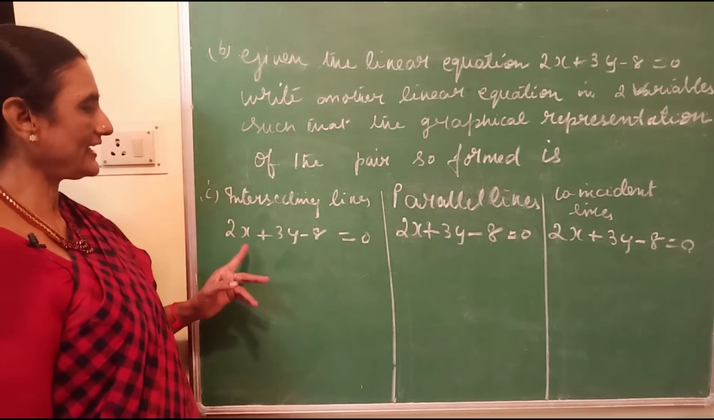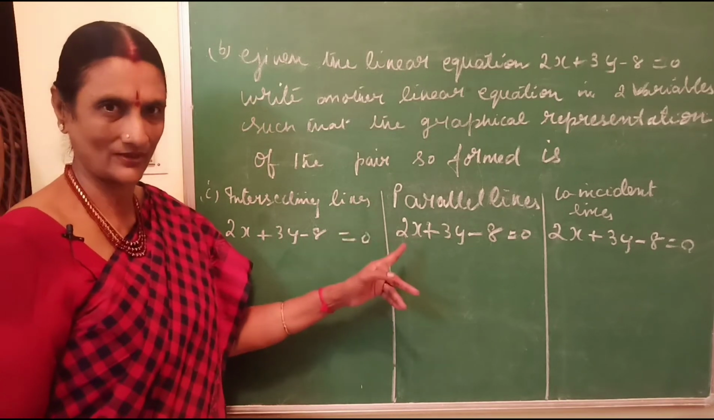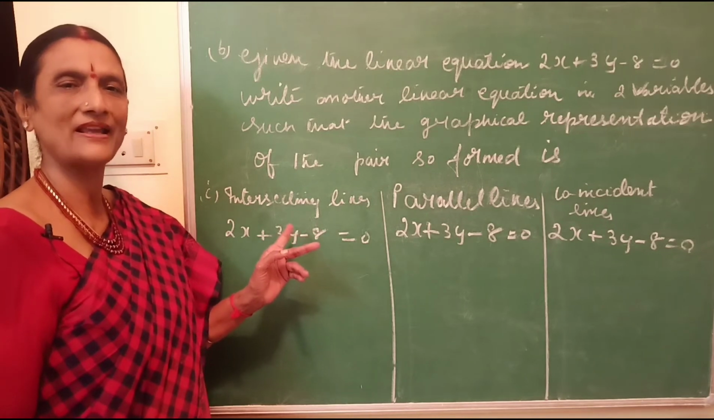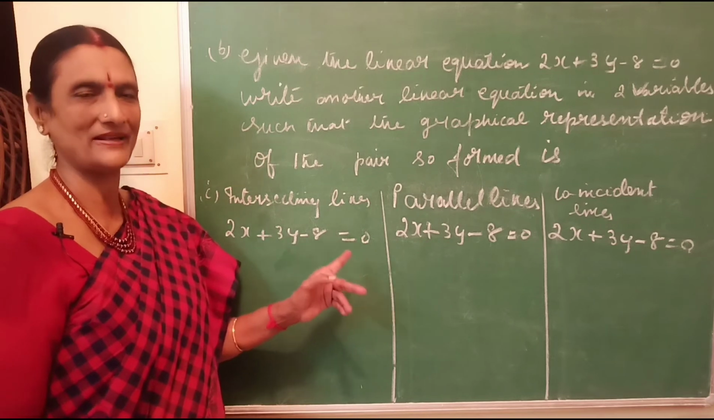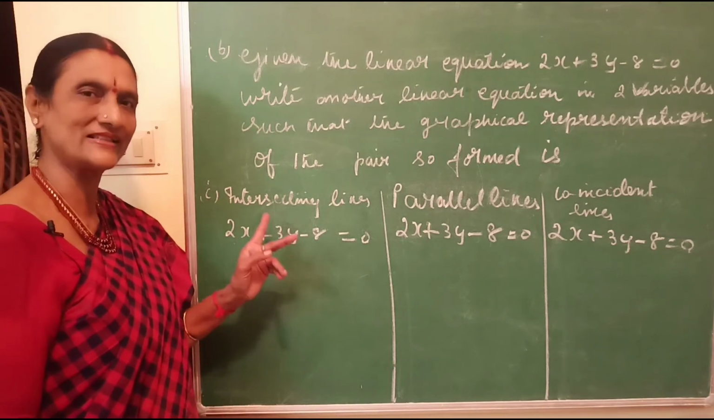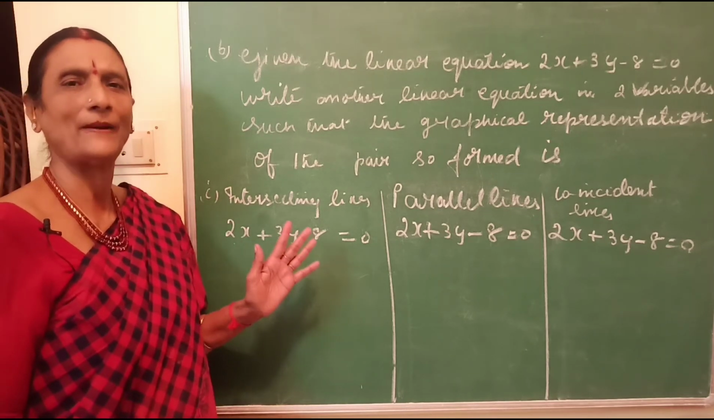Okay, now the equation is already written here. 2x plus 3y minus 8 is equal to 0. We have to get intersecting lines. In that case, a1 by a2 is not equal to b1 by b2, is not equal to c1 by c2. That is, we have to choose your a2, b2 and c2 in such a manner that none of the ratios are equal to each other. There are plenty of choices.